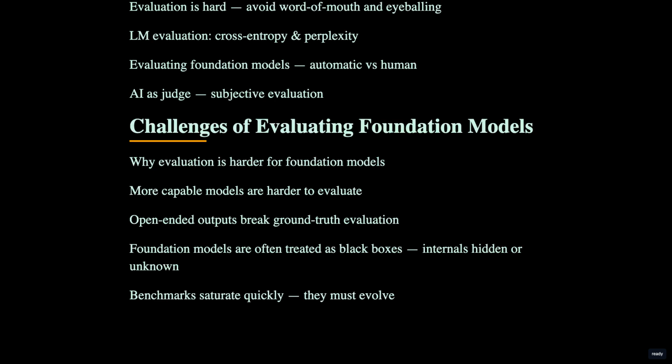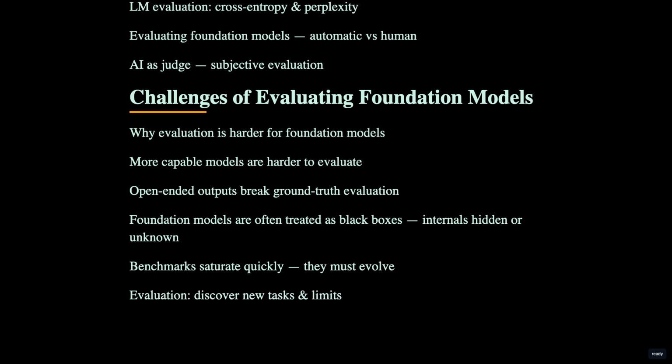We call a benchmark saturated when models reach near-perfect scores and the test no longer distinguishes capabilities. Foundation models improve so rapidly that benchmarks age fast. For example, BLEU, 2018, was effectively saturated by 2019 and replaced by SuperGLUE, Natural Instructions, 2021, by Supernatural Instructions, 2022, and MMLU, 2020, by MMLU Pro, 2024.